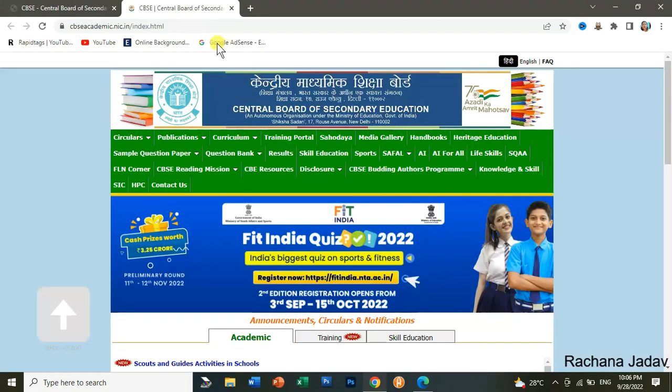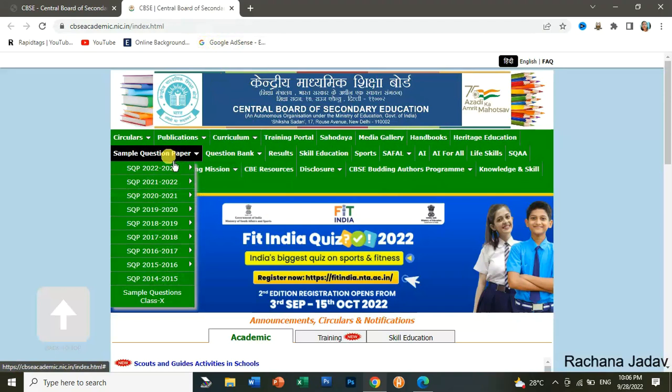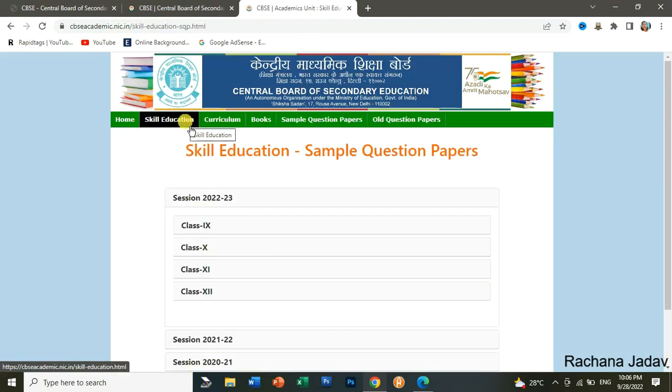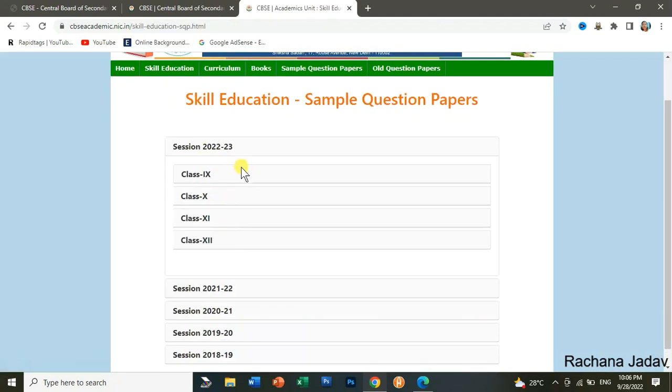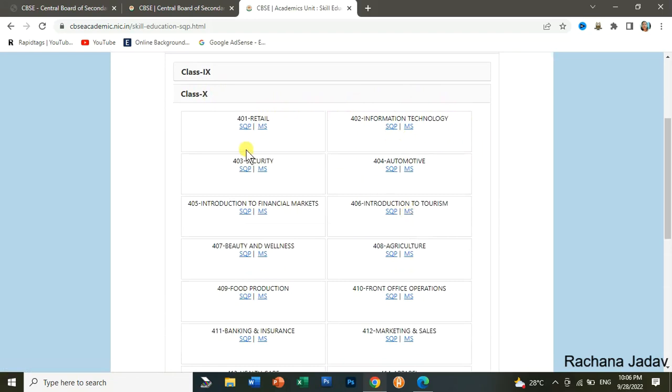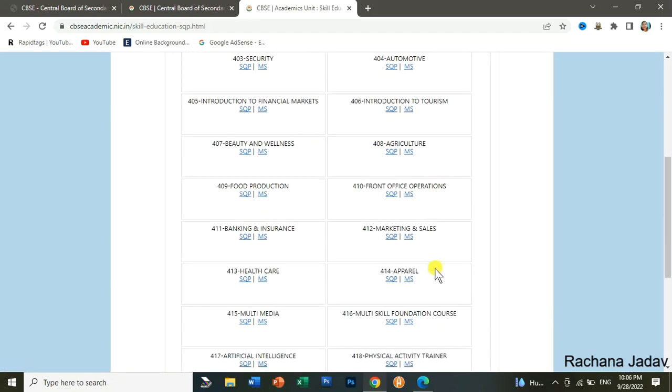I will also give you the link in the description box for the sample paper, how you will get it over there. तो आपको sample question paper में जाना है. In that, class 10th. अगर आपका 12th है तो 12th के related you can see their skill subject, click on that और उसमें 22-23 you can see the latest update. Class 10th पर आप click करोगे, you can see information technology. Even if you want another subject, जो skill based है, तो वो सारे आपको यहाँ मिल जाएंगे.